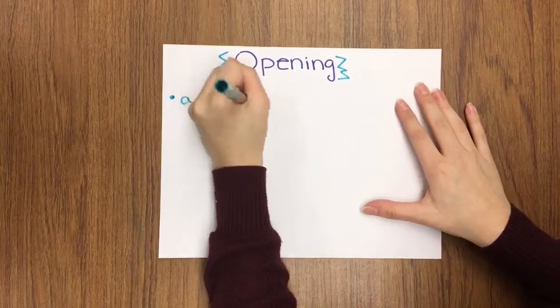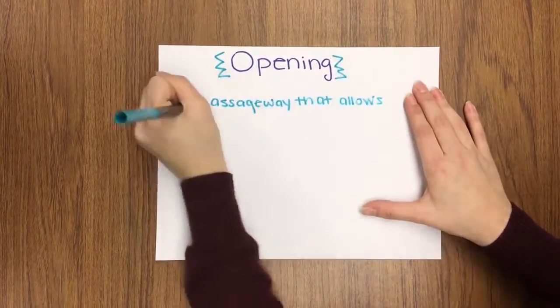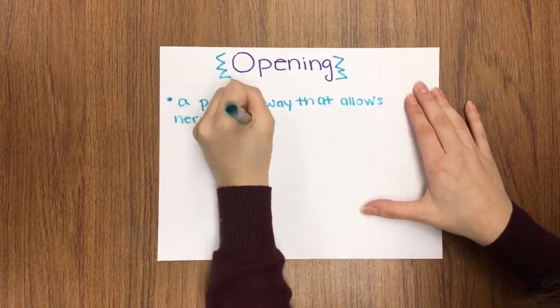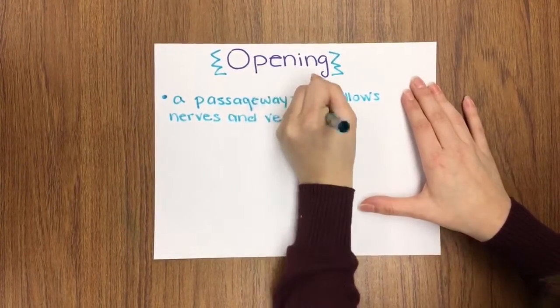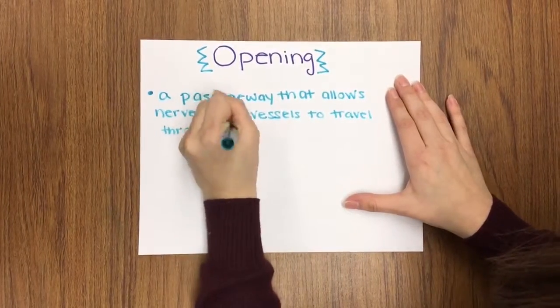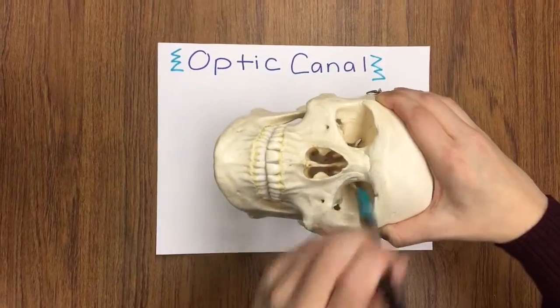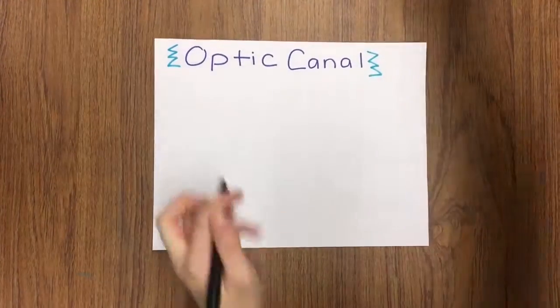The next type of bone marking is an opening. An opening is any type of passageway that allows nerves and vessels to travel through the bone. Today we will look at 3 different types of openings: canals, foramen, and sinuses. First, we will look at a canal. A canal is a passageway through a bone.